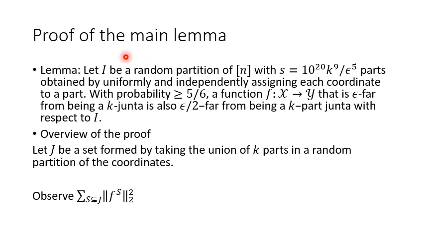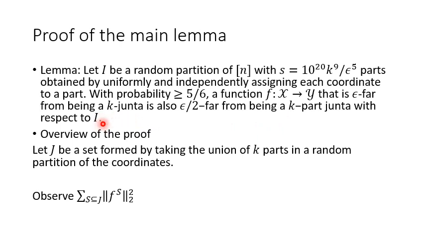We will now see and prove the main lemma. So let I be a random partition of all the coordinates with s parts, where this number is just an arbitrary number that will work well in the proof, and the partition is obtained by uniformly and independently assigning each coordinate to a part. Then with probability at least 5/6 over the random partitions, a function f that is epsilon far from being a k-junta is also epsilon/2 far from being a k-part junta with respect to the random partition.